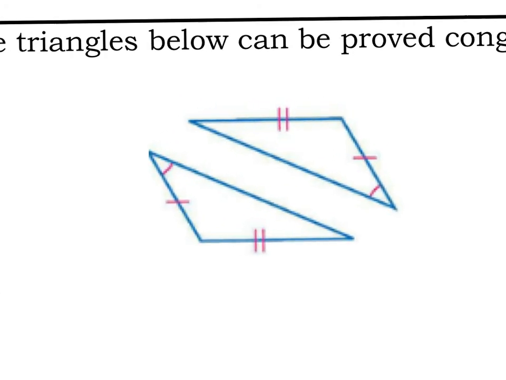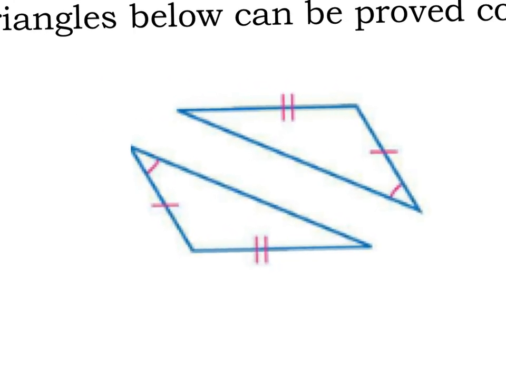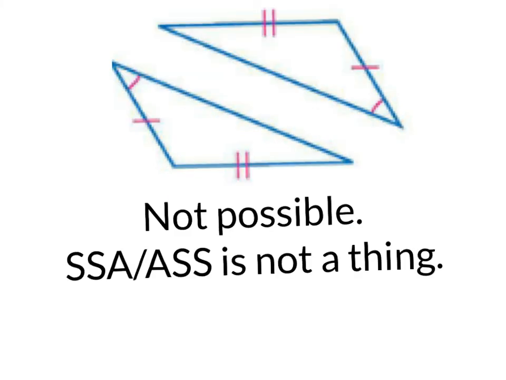All right, so let's see here. This one has a side, angle, and a side marked as congruent, but like I said before, the order matters. So you see how the two sides are marked? That means this angle here needs to be marked as congruent. So right now this said side angle or angle side. So SSA or ASS, yes, I just spelled ASS, are not a thing. So it's either SAS or that's all it can be, SAS. You can't change the order of it. So there we go. I just wrote not possible because SSA or ASS is not a thing.